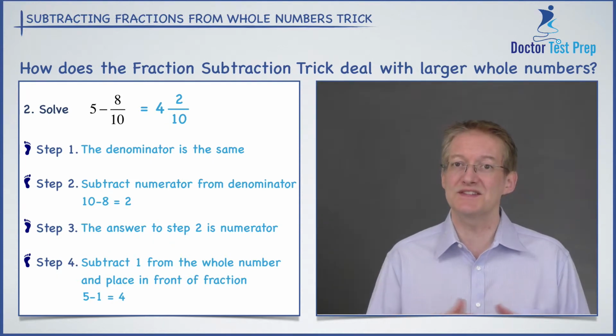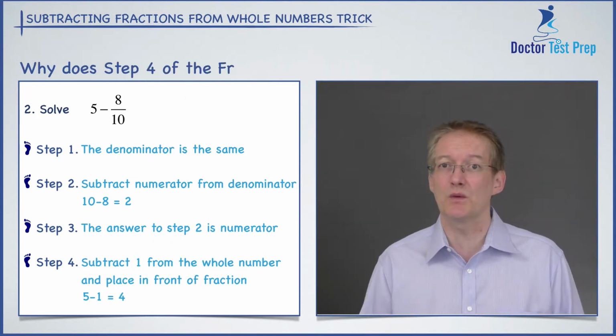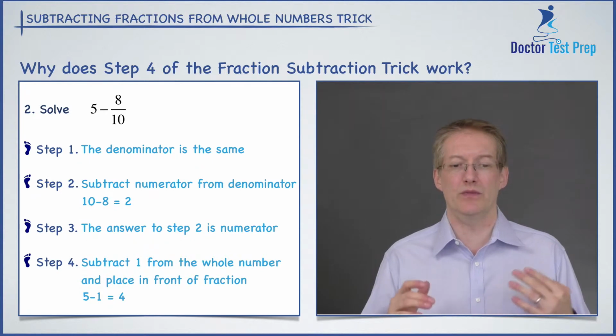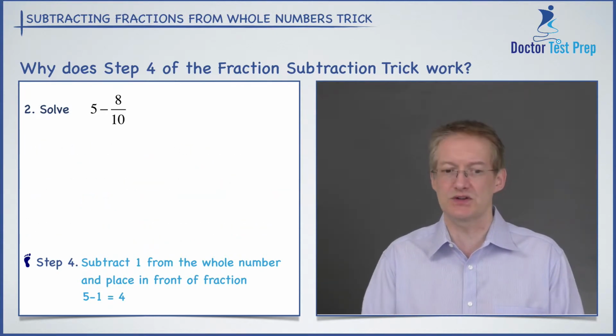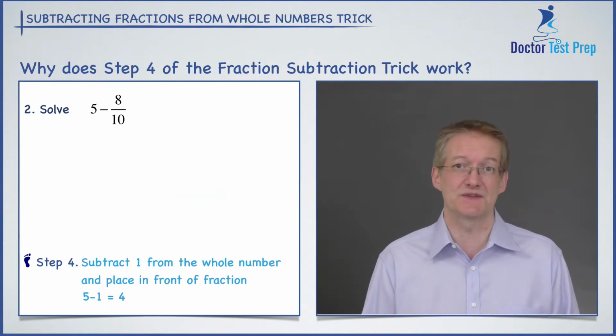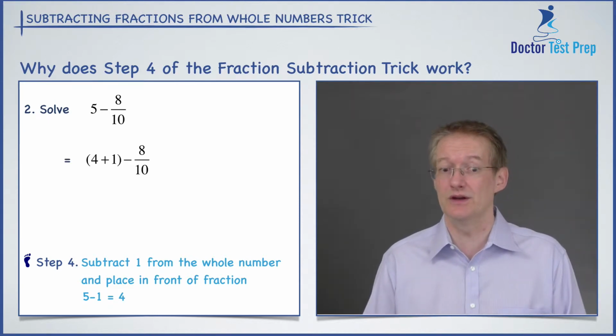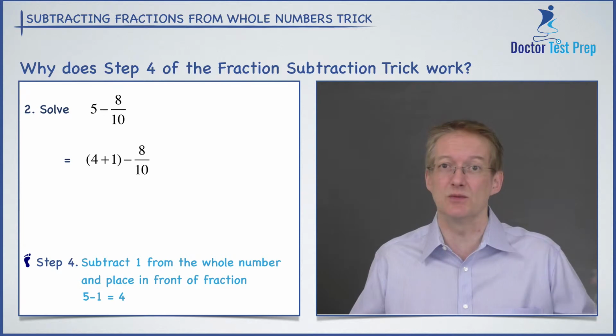Okay, so why does step 4 work? Why does taking 1 away from that whole number work? Well, if we have a look at our original question, which is 5 take away 8/10, we could rewrite that if we wanted to as 4 plus 1 take away 8/10, because 5 is 4 plus 1.